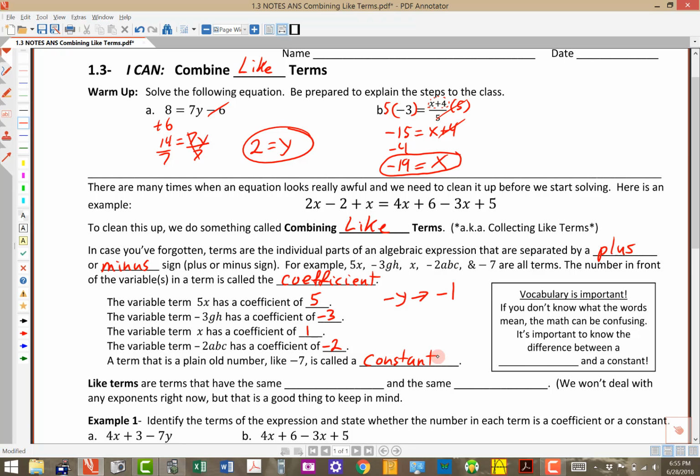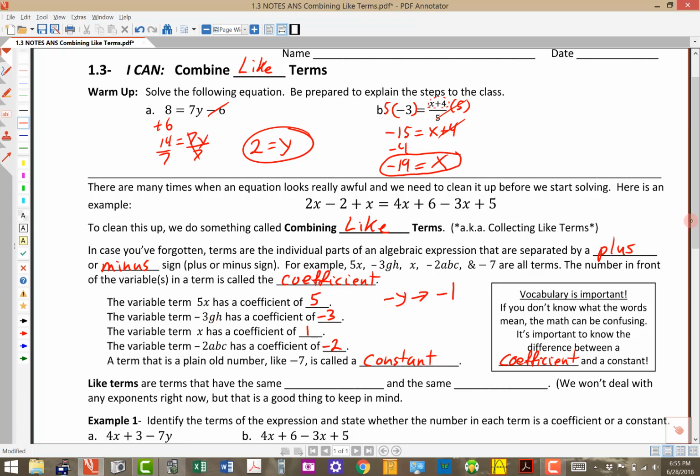Now, vocabulary is really important. We've talked about a bunch of different vocabulary over the last couple of days. We've got coefficient, we've got constant, we've got terms, combining, all that sort of stuff. If you don't know what the words mean, it can be really confusing. So it's important to know the difference between a coefficient and a constant. Remember, a constant is just a plain old number. A coefficient is the number that's sitting in front of a variable. So if we do 5x, that means 5 times x. -3gh is -3 times gh.